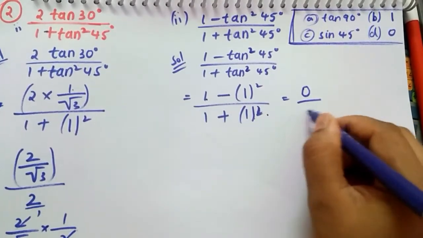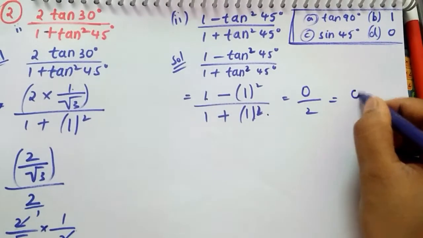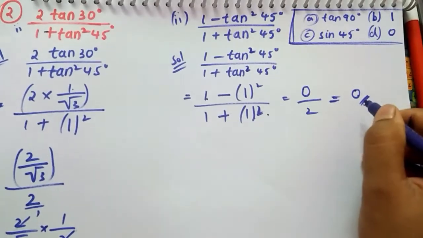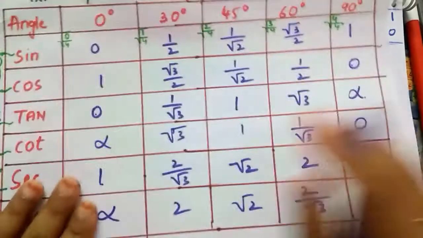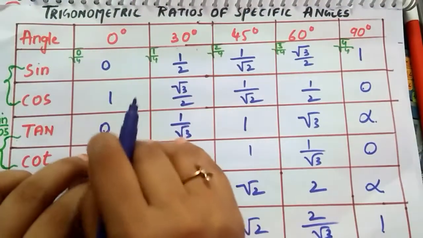1 plus 1 is 2. Anything by 0 divided by 0 is 0. Okay, now what is tan 0? The value of 0 in this table. What is the value of 0 in the table?